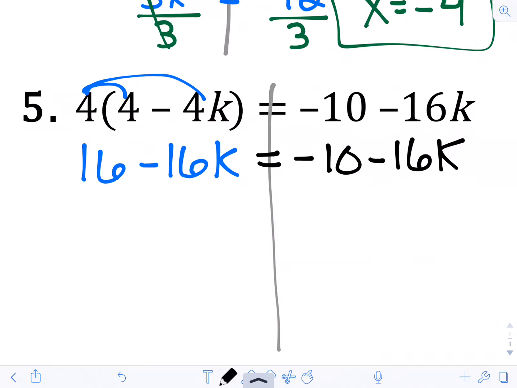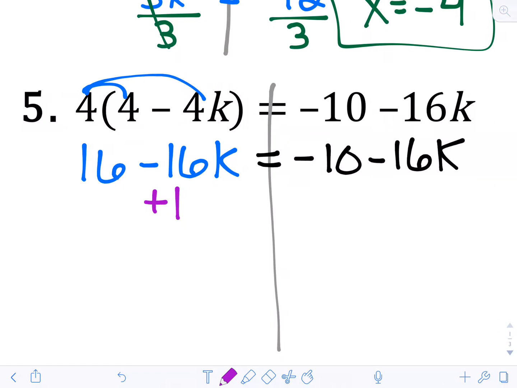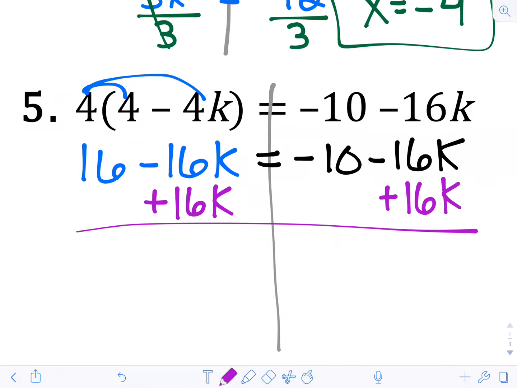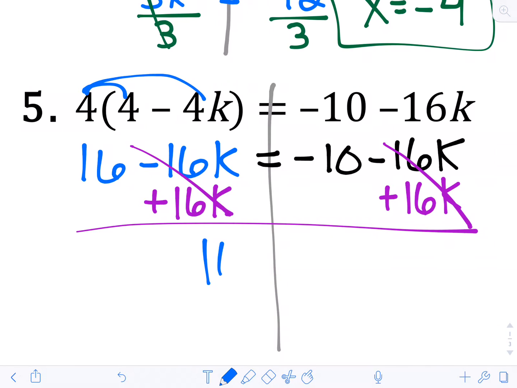I'm going to get my k's on the same side. In this case, they're the same number, so it doesn't matter which one I move. So plus 16k plus 16k. Well, when I do that, those cross off, those cross off. So what I have left over is I have a 16 out front, and then I have a negative 10 on the right side. Those do not equal each other, so my answer here is no solution.